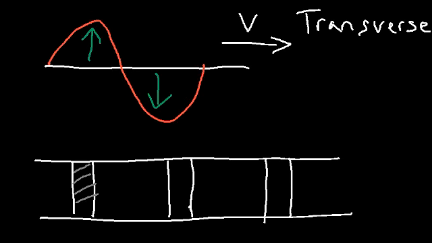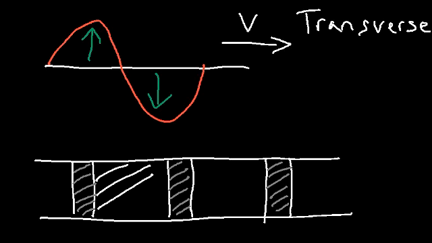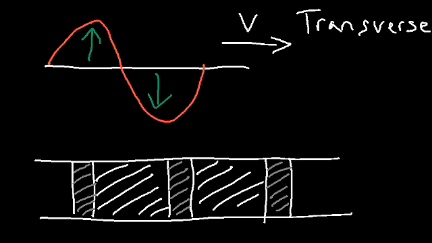The regions in dark gray represent the regions of high pressure, where the molecules are close together. The regions shaded in white are areas of low pressure, where the molecules are spread apart. So a sound wave in air is basically an oscillating pressure wave.